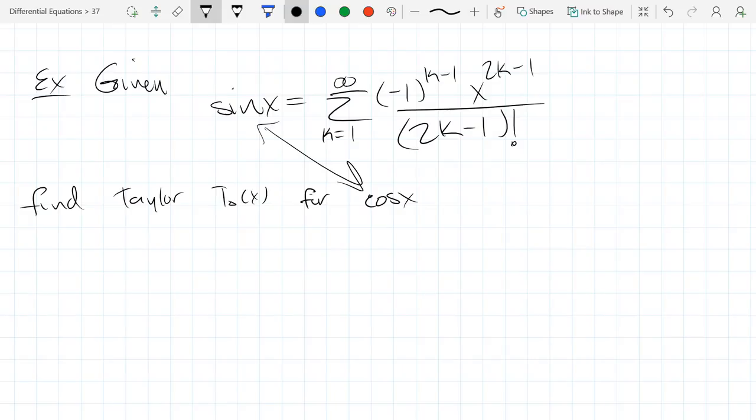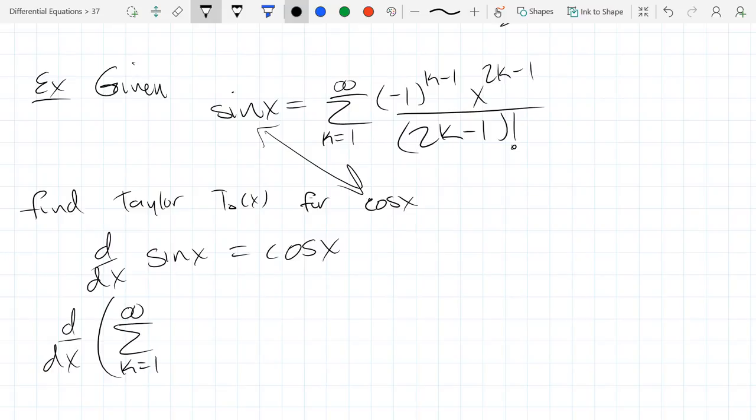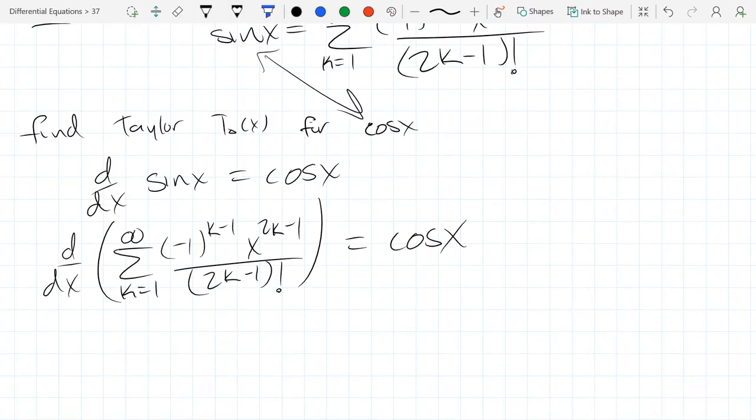Cosine's the derivative of sine. They're related in other ways too. I can dig into the trig book and figure out some other ways to square them and square root and things like this. But the easiest way for us at this time to relate them: derivative of sine equals cos. So that's a pretty easy relationship right there. So all I'm going to do is take the derivative of what equals sine. So I'm just going to swap out sine for this summation. So whatever the derivative is going to be cosine.